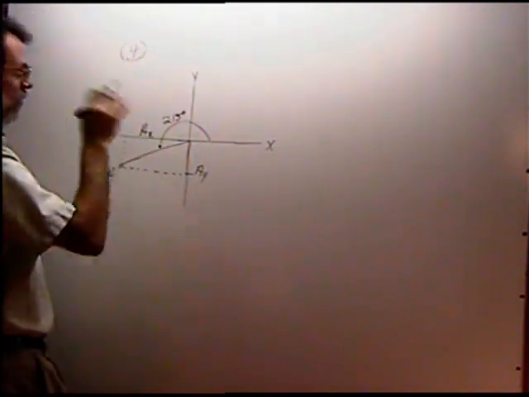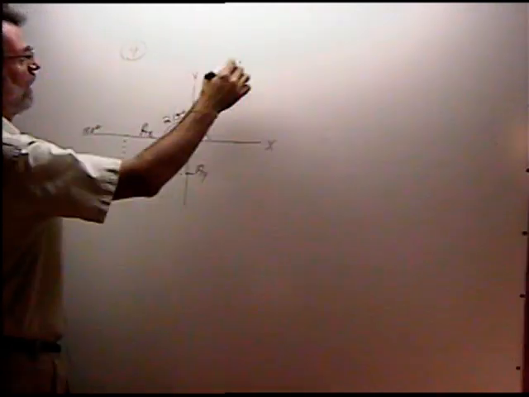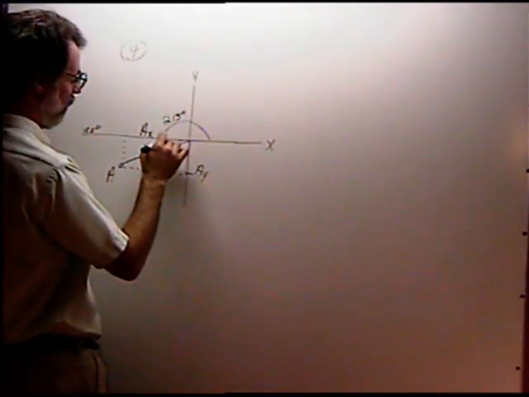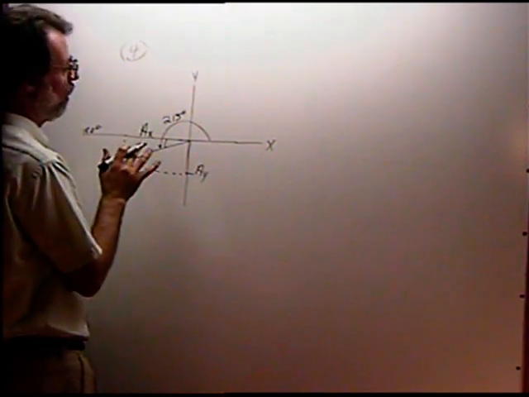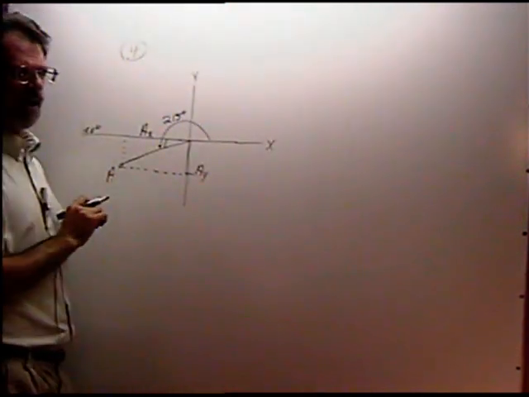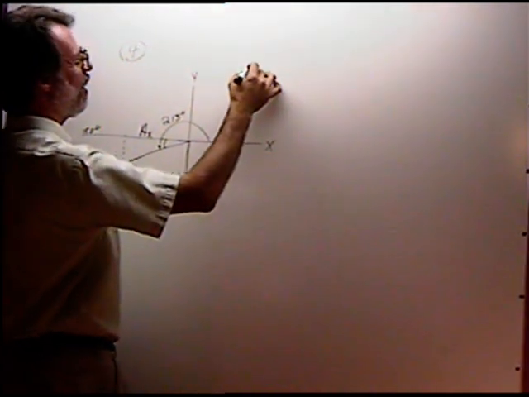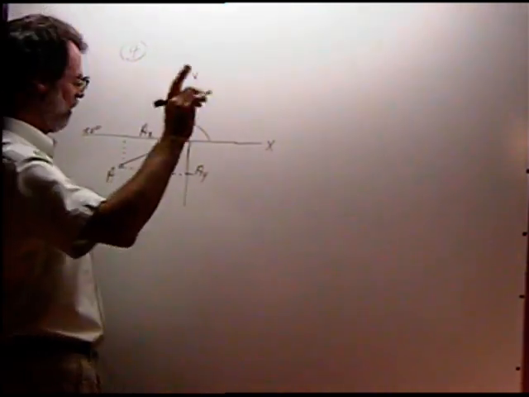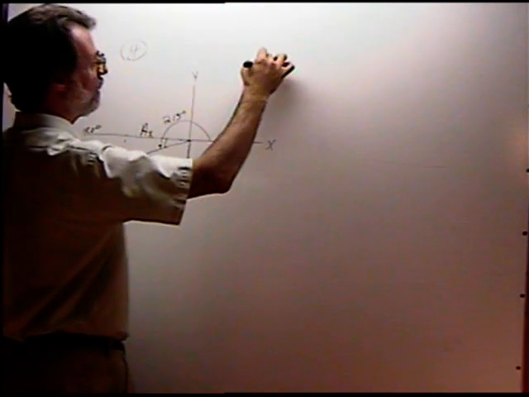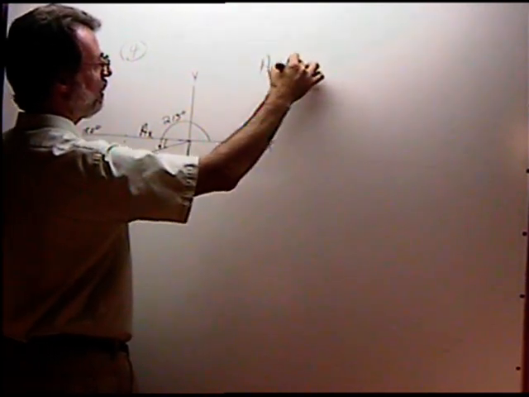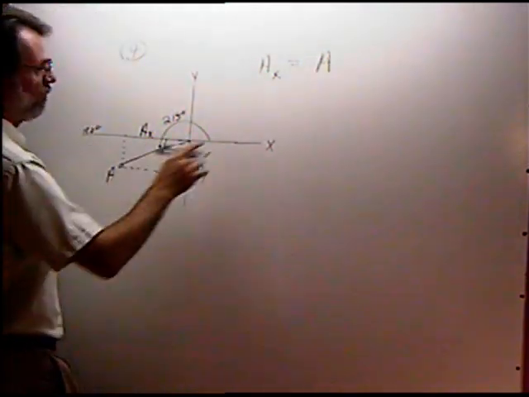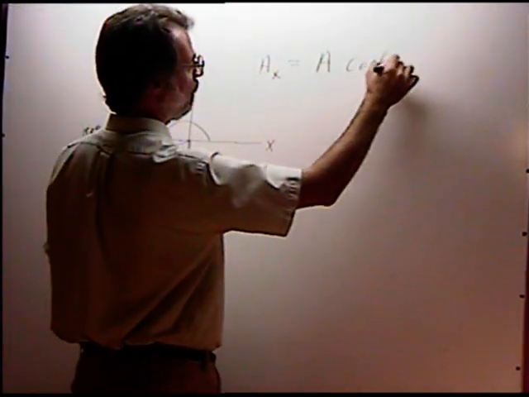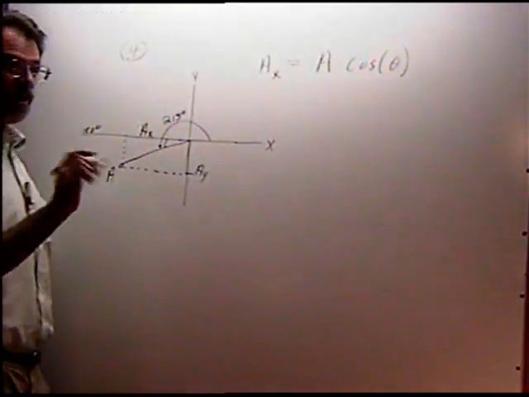Okay? So, remember the cosine of this angle. Let me say this. I'm just going to write this out and then we'll explain it. Basically, the AX component is the magnitude times the cosine of the angle. Now, where does that come from?